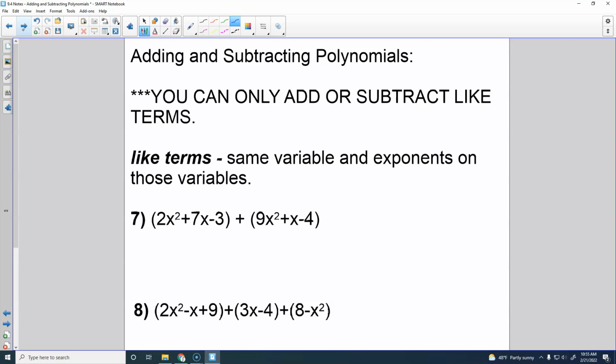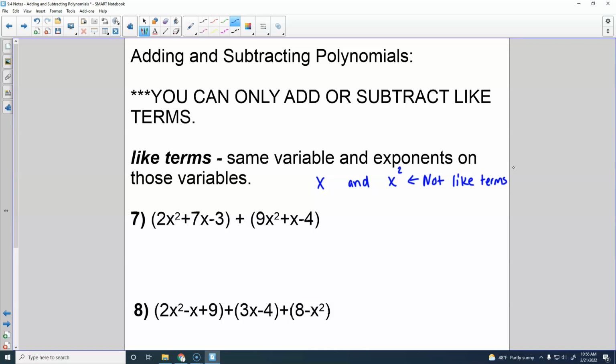So, like terms must have the same variable and exponents on those variables. So this means that x and x squared, are they going to be like terms? They are not, because they don't have the same exponents. Your variable parts, including the exponents, have to be exactly the same. These would not be like terms here. So if you are just adding or subtracting, you cannot combine an x squared with an x.